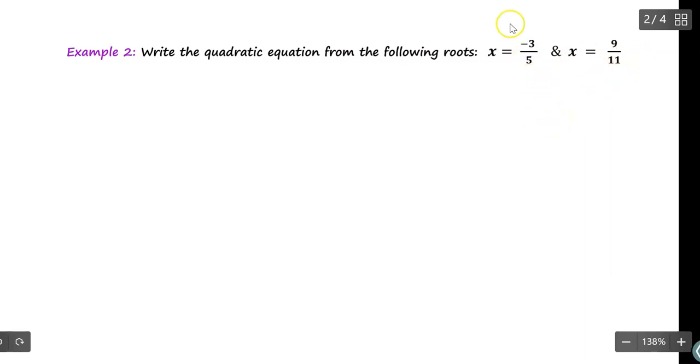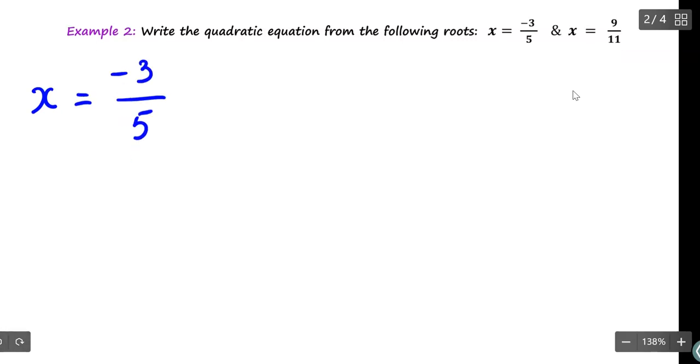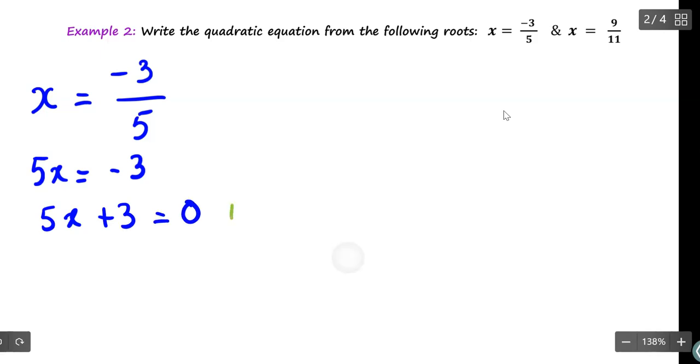That means you turn this into equation 1, and you turn this into equation 2, and in both of these equations the right hand side has to be equal to 0. So x equals negative 3 over 5. What I'm going to do is multiply 5 over to the other side. So you have 5x equal to negative 3. Then you write 5x plus 3 equal to 0. So this is your equation number 1.